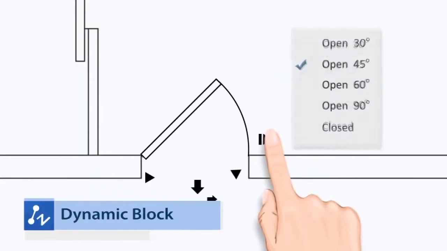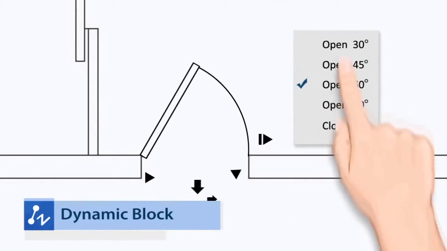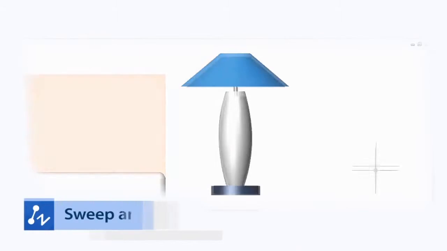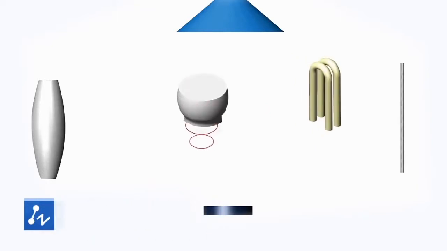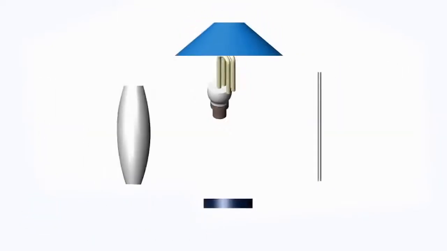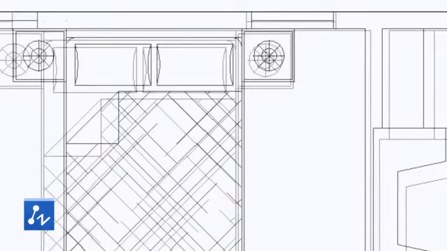Dynamic Block lets Brian modify blocks quickly. Selecting parameter to change the object eliminates the need to draft again. Sweep and Loft enables Brian to transform 2D models into 3D easily. Simply draft a cross section or set an intersection, and Sweep and Loft will do the rest.